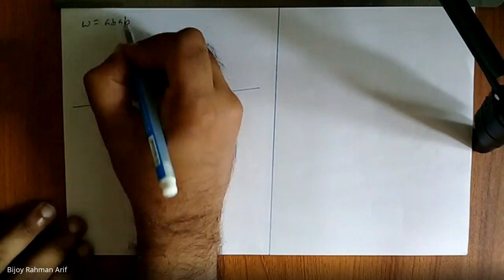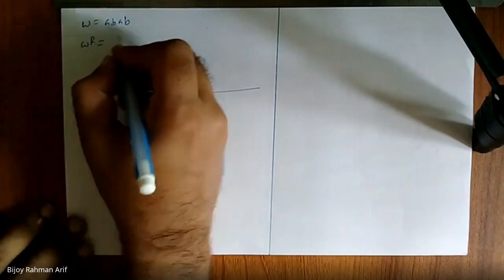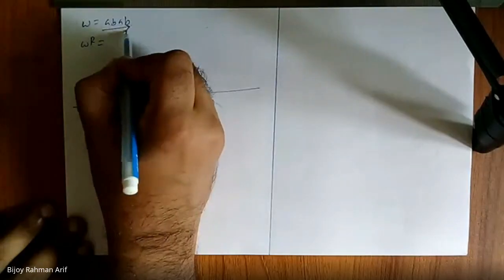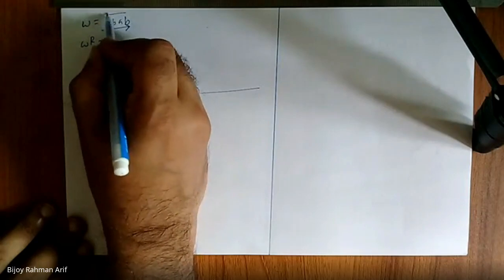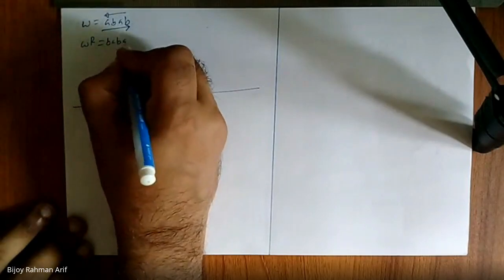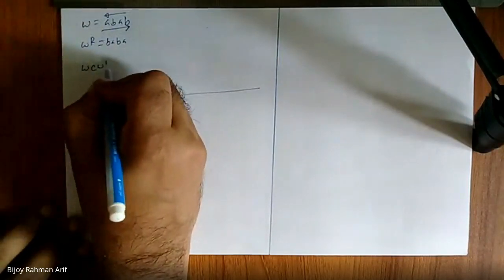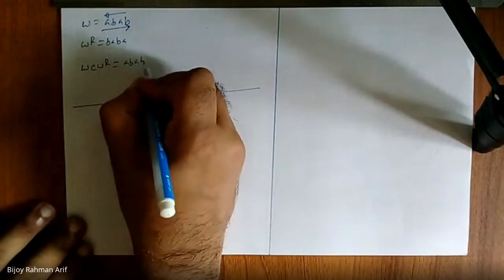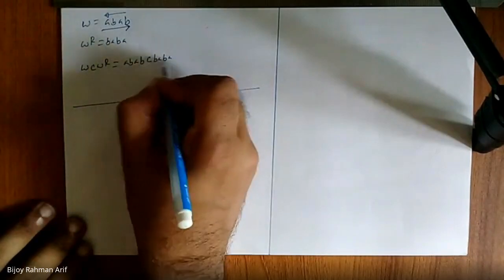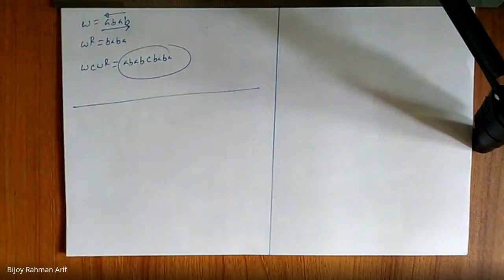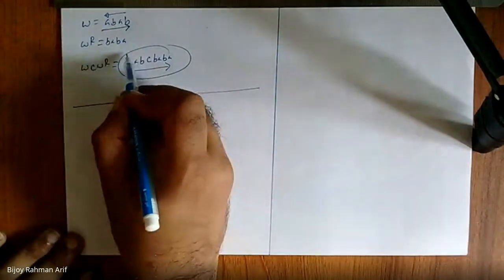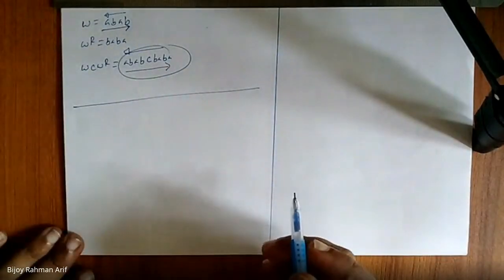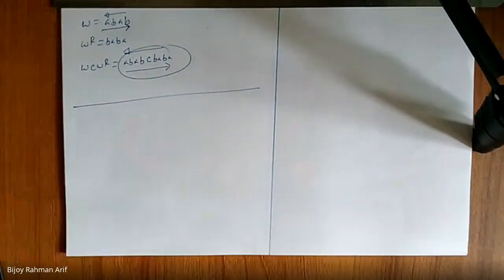What is WR? W is read from left to right, so WR should be read from right to left. It would be BA, BA. So W C WR is nothing but AB, C, BA. It is a palindrome, because if you read from left to right, whatever you get, if you read from right to left, you get the same thing. So how can you check whether it is a palindrome or not?